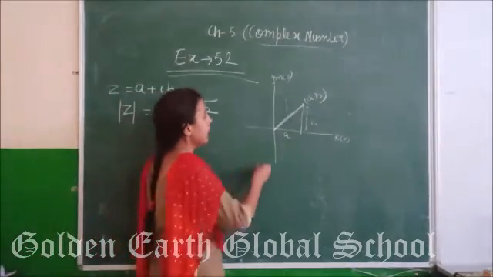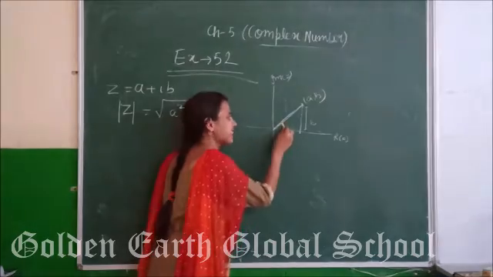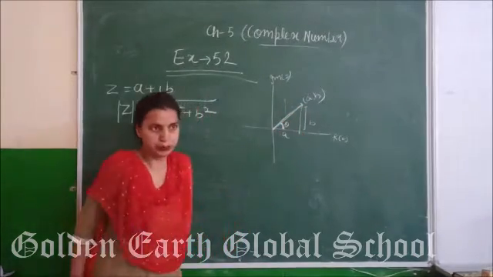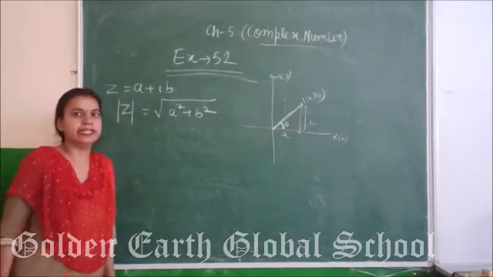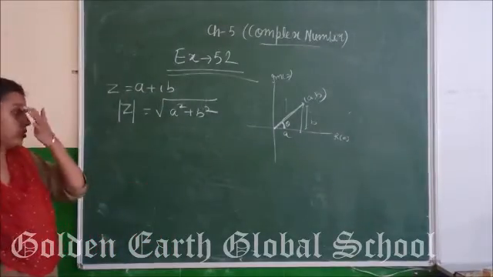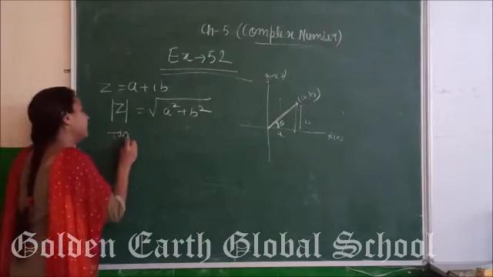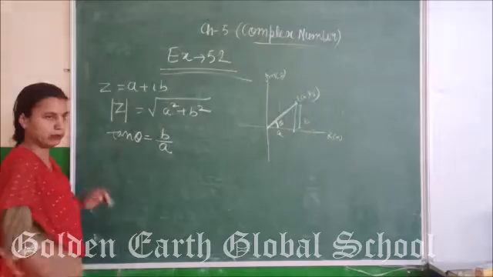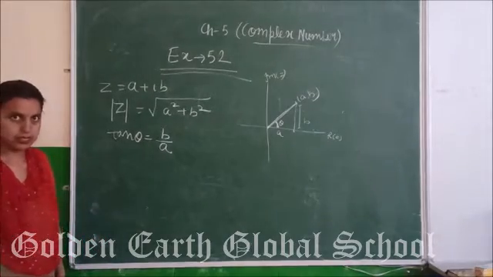Now, what is the amplitude? Amplitude is theta, that is the angle with the x-axis in our argand plane. You know the values for 0 degree, 30 degree, 45 degree and so on. So tan theta is equal to perpendicular over base.